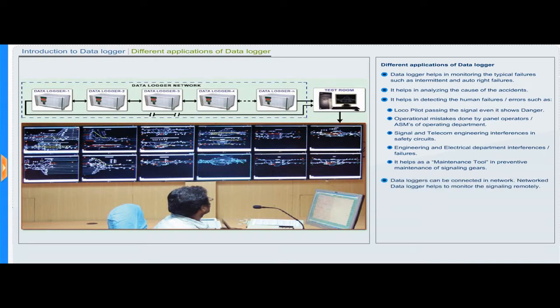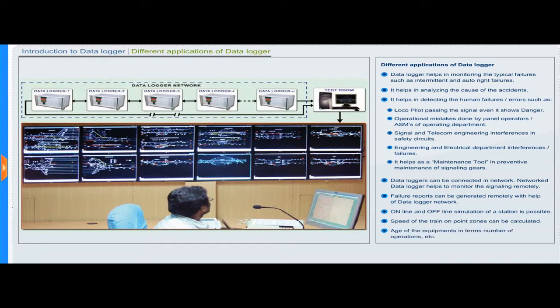Data loggers can be connected in a network. Networked data loggers help to monitor the signaling remotely. Failure reports can be generated remotely with the help of the data logger network. Online and offline simulation of a station is possible. Speed of the train on point zones can be calculated. Age of the equipment in terms of number of operations, etc.